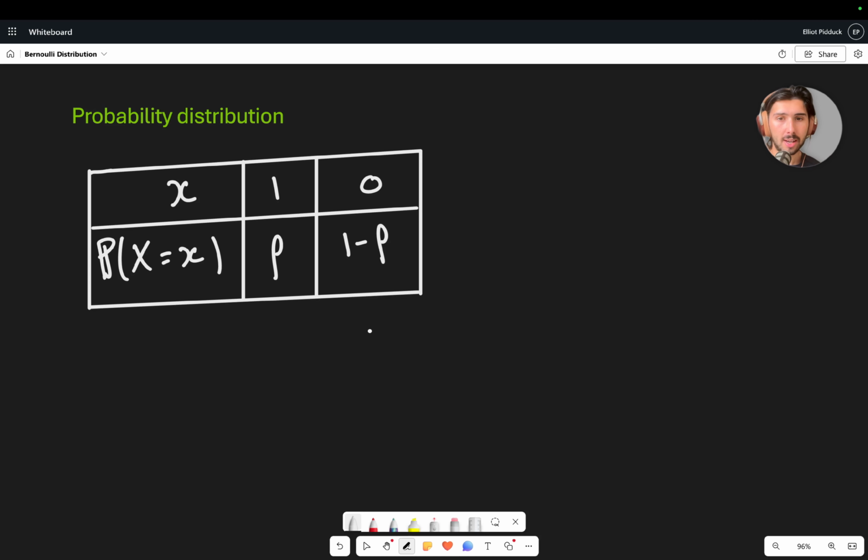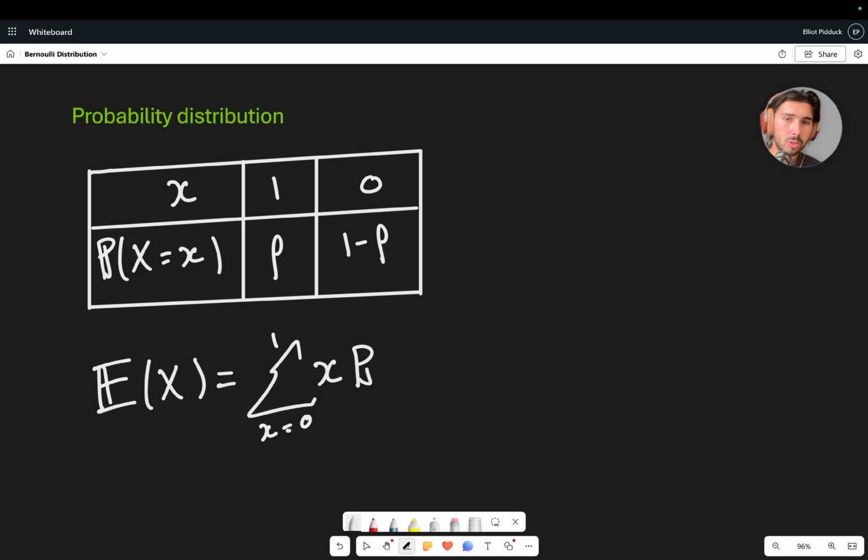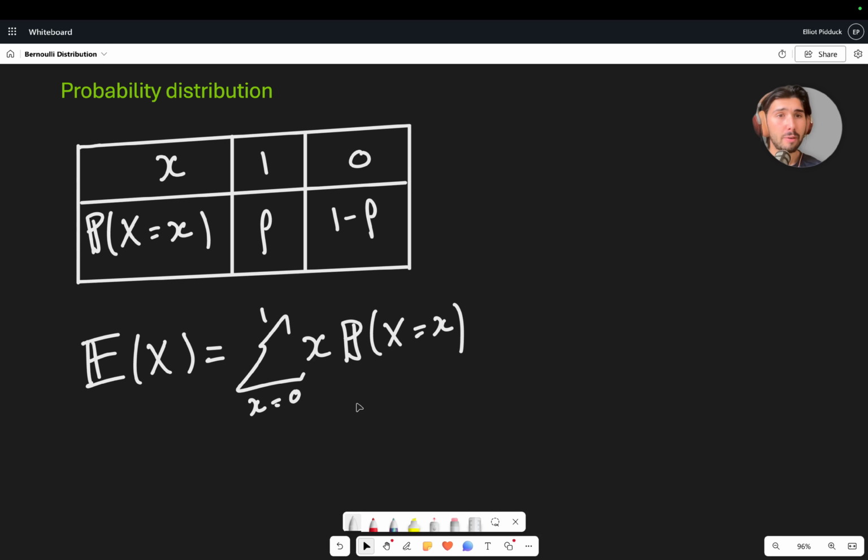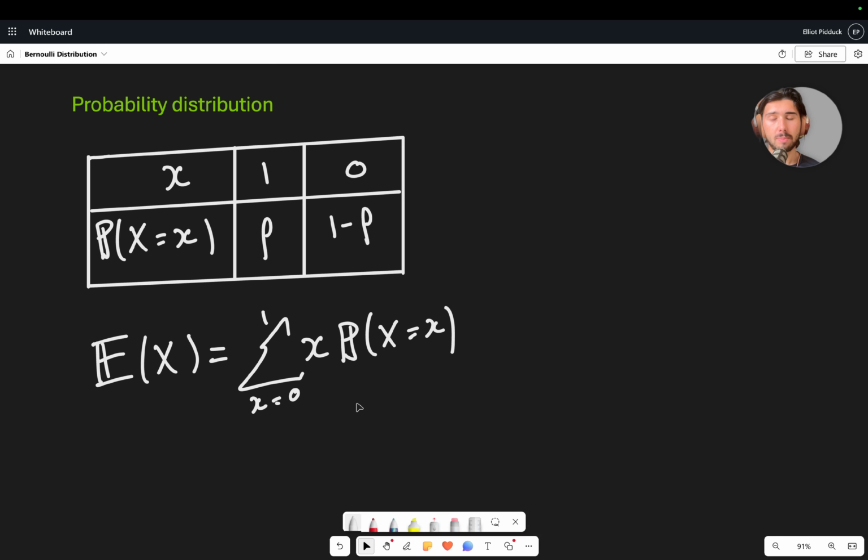The way that you calculate the mean or the expected value of a random variable, the expected value of x, the formula for this is the sum over the entire sample space, so in this case from x equals 0 up to 1, of the value of x times the probability that the random variable takes that value. That's the definition of the expected value or the mean of a discrete random variable. So in this case, it's just going to be 0 times the probability that x equals 0, plus 1 times the probability that x is 1.